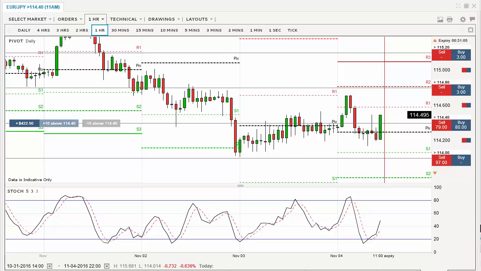Okay, it has come back to test the 114.20, and now I've been filled, so I'm out of the trade. And it was a nice trade, just one that we had to wait for a little bit to get our profit target.